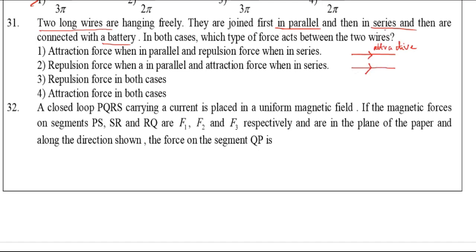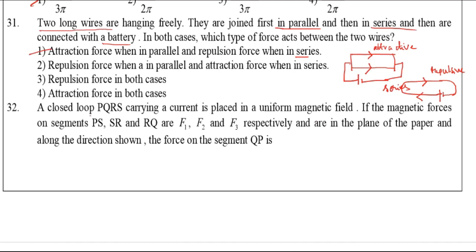Now, when you connect them in series, the current will flow like this. Here current will flow in this direction, and here the current will flow in the opposite direction. So opposite direction means repulsive. So in series we get repulsive, whereas in parallel we get attractive. So attractive force when they were in parallel, and repulsive force when they are in series.